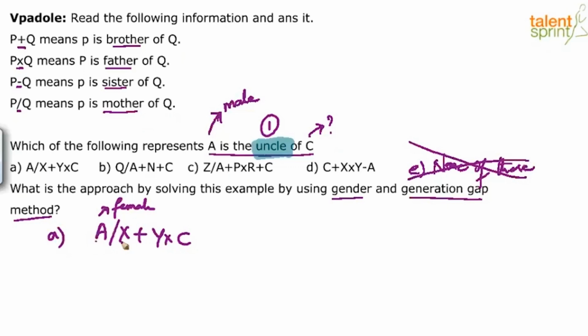The moment you know A is the mother of X, whatever be the relationship between A and C, generation gap between A and C, A is a female person and we know that A has to be male. So option 1 gets eliminated, right? Option 1 cannot be the answer, because according to option 1, A is female.